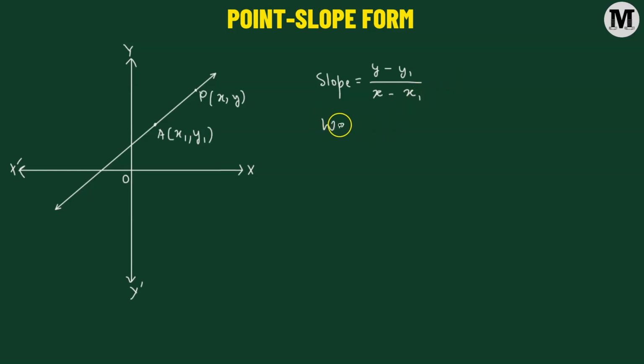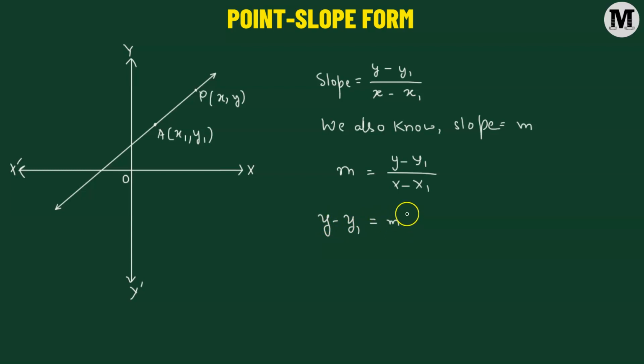But we also know that the slope of a line is defined by the letter m in lowercase. So that means we have m equals (y minus y1) divided by (x minus x1). Now, if we rewrite this equation, we are going to get y minus y1 equals m times (x minus x1). And this is defined as the point slope form of a line. The point slope in the sense that if we are given the information regarding the point, which is the constant or the fixed point A, and if we are also provided with the slope of that particular line, then using this equation, we can find out the equation of a given line.